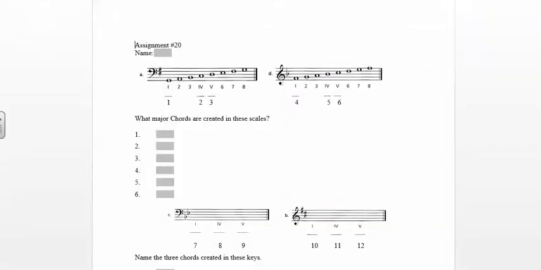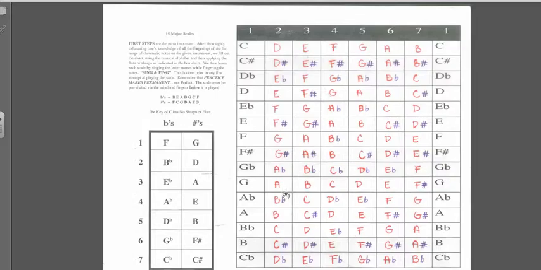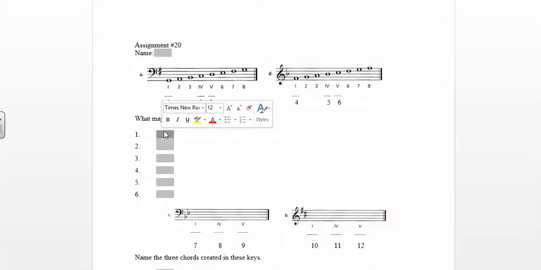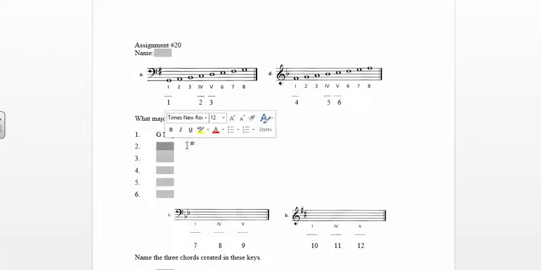So if I go back to the assignment, I need the 1, the 4, and the 5 of G. So I need the 1, which is G, the 4, which would be C, and the 5 would be D. So the 1, which is number 1, would be a G chord. We're going to call it G major. And then the next one, which is number 2, was the 4, and we said that was based on C. And then the 5th one, which is the 5th note of the scale, is based on D.